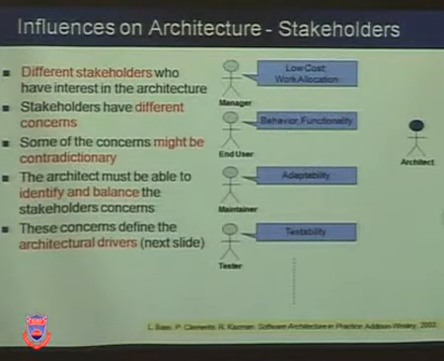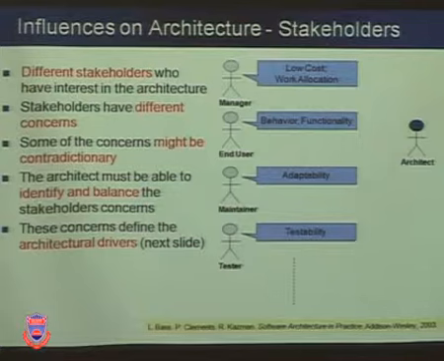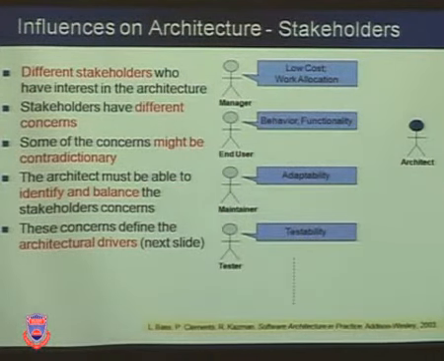This was a slide from the previous lectures where we said that stakeholders have one of the key impacts on the architecture. We have multiple stakeholders, they have different concerns, and very often they can also be contradictory. And it's the architect's role first to identify the stakeholders, identify their concerns, and where possible also resolve the conflicts.